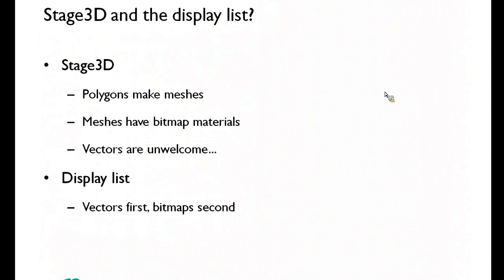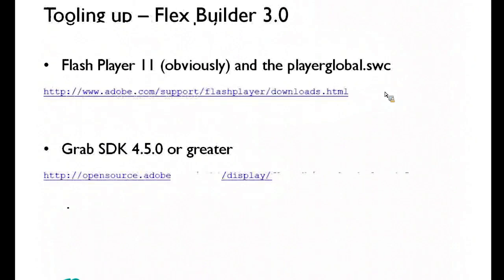The display list, on the other hand, of course, Flash is a vector rendering machine first and foremost, and although it handles bitmaps brilliantly these days, that's not really the core of what it does. So that's the first difference you've got to be aware of.